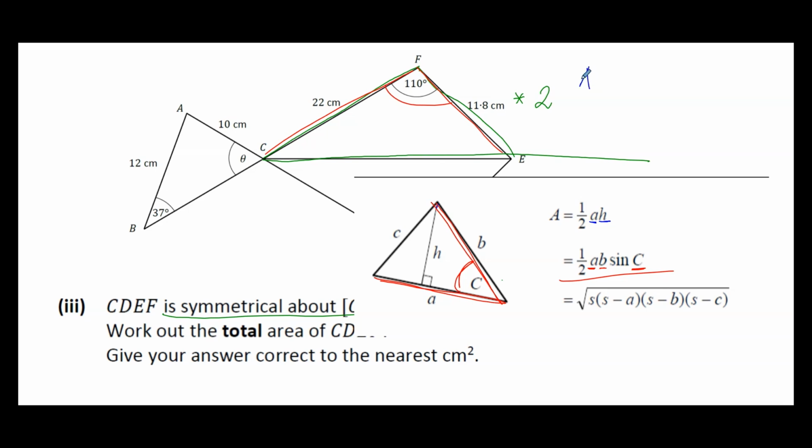So therefore, we will say that the area will be what? A half multiplied by A. Let's say that this side is A, so 22, multiplied by B. So let's say this is B, 11.8, multiplied by sin of an angle C, which is 110. And let's not forget, we have to multiply that by 2 in order to get the full area. We put all these numbers in our calculator, we press equal, and to the nearest centimeter square, we should get 244.